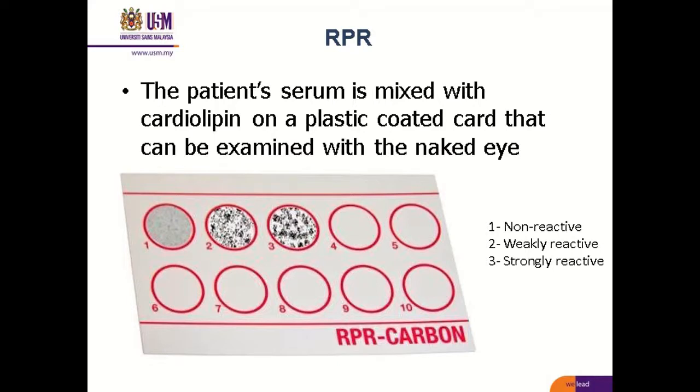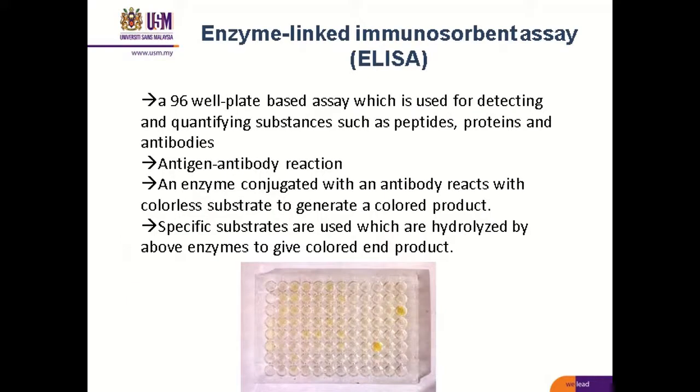The patient's serum is mixed with cardiolipin on a plastic coated card that can be examined with the naked eye. When we see clumping, it means that it is reactive, and then we can see the titer and record the titer. So number 1 is non-reactive, number 2 is weakly reactive, and number 3 is strongly reactive. We can see the clumping.